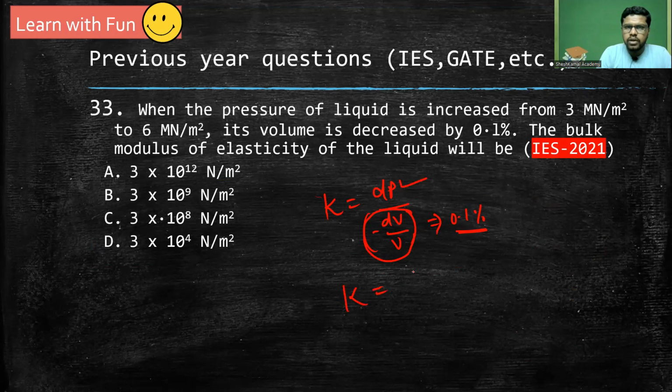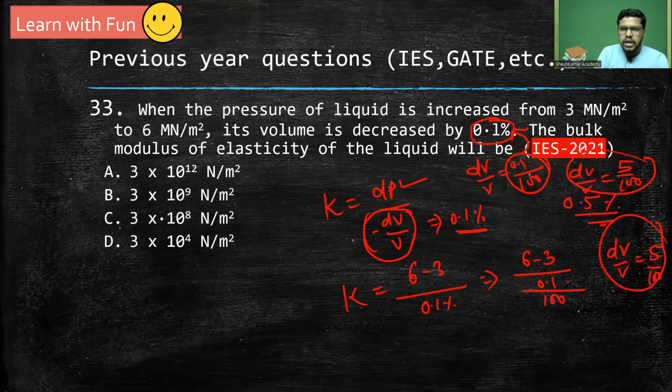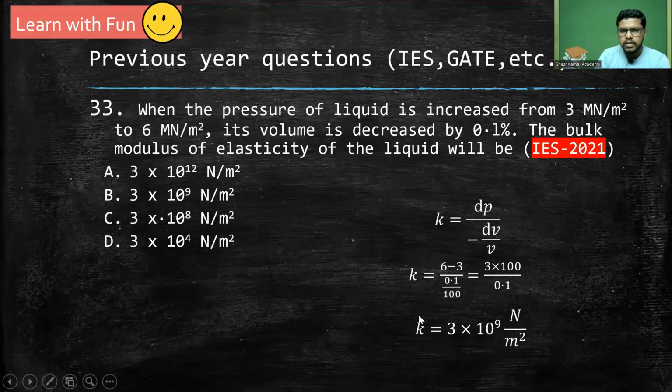So K is equal to 6 minus 3 divided by 0.1%. If you solve this, it comes out to be 6 minus 3 divided by 0.1 divided by 100. This is the meaning of percentage. The difference 6 minus 3 is 3, so the value will become 3 into 10 raised to power 9 Newton per meter square.